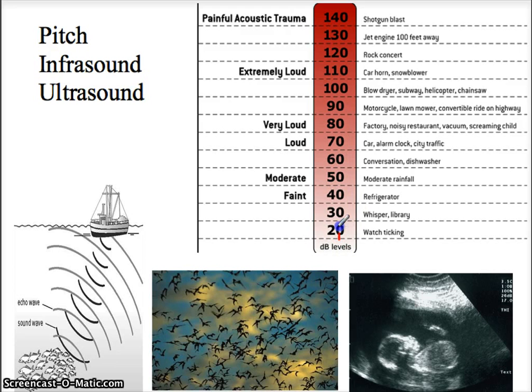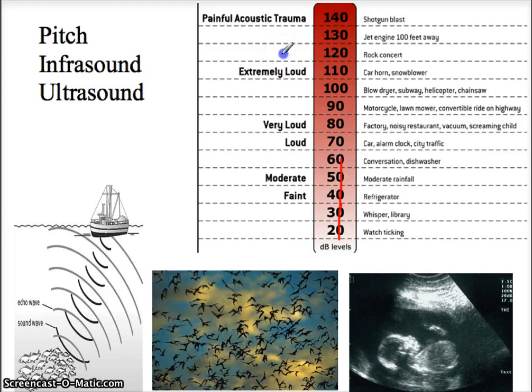Now, of course, you wouldn't say a whisper would be a 3. You would say it would be a 30. But you have 10 times the intensity every time you go up a level, like from 30 to 40. So a refrigerator would be about 10 times louder than the whisper, and the moderate rainfall would be about 10 times louder than the refrigerator, and so on.